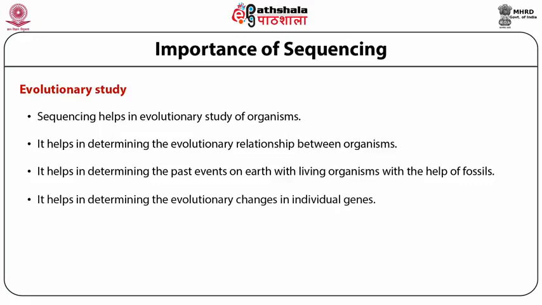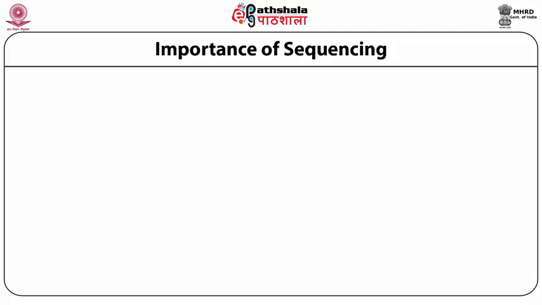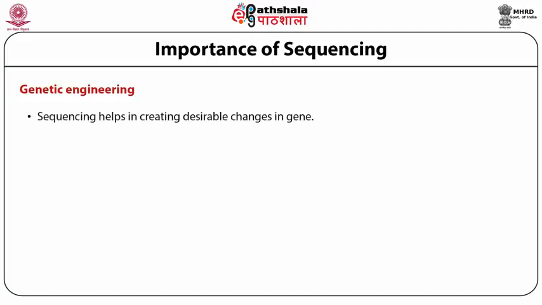And it also helps in determining the evolutionary changes in the individual gene, how genes which are important for life changed during the course of evolution. In recombinant DNA technology or genetic engineering, these DNA sequences are important as we can create the desirable change in a gene if we know what its sequence is.